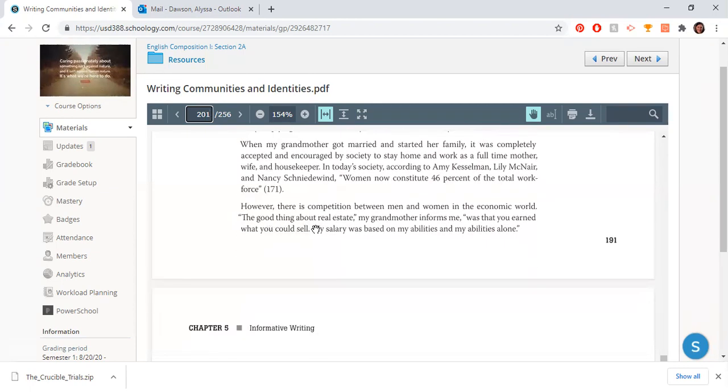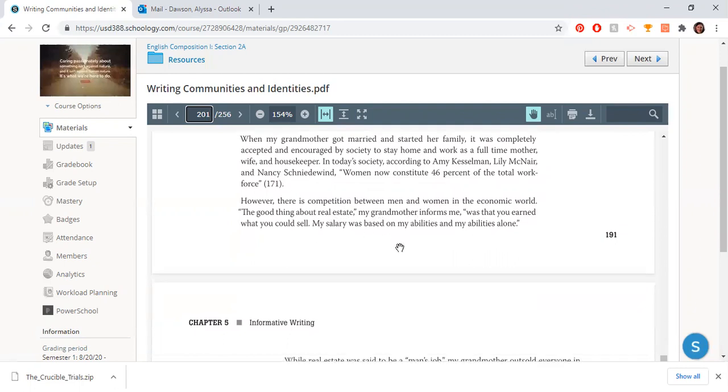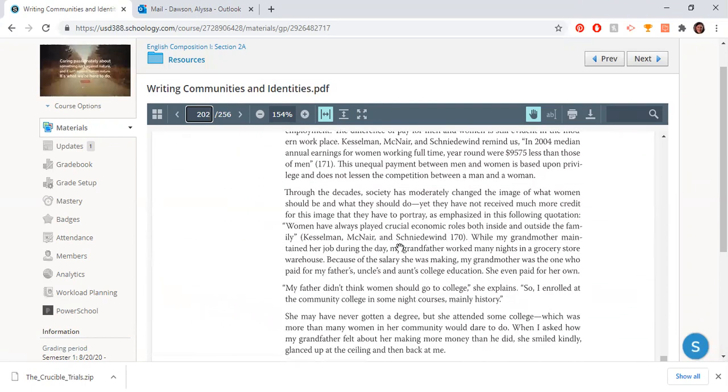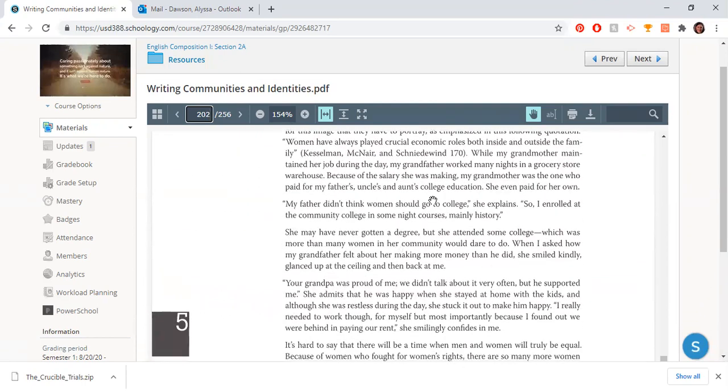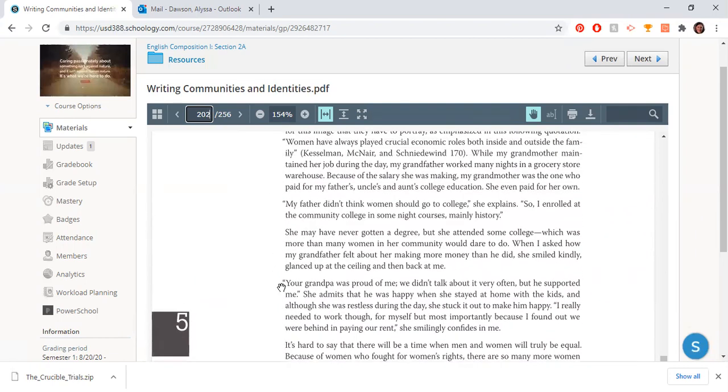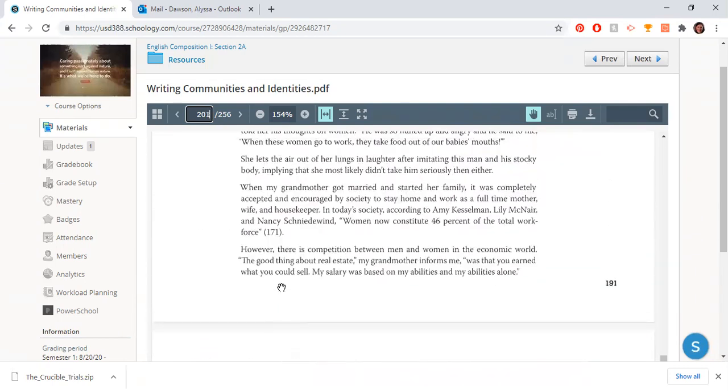Here's a good example of a quote that's been broken up within a body paragraph. However, there is competition between men and women in the economic world. The good thing about real estate, my grandmother informs me, was that you earned what you could sell. My salary was based on my abilities and my abilities alone. So you have her talking about that. I personally think that it's sometimes a bit heavy on the research here, but the quotes are really wonderful, and so are their descriptions of her.